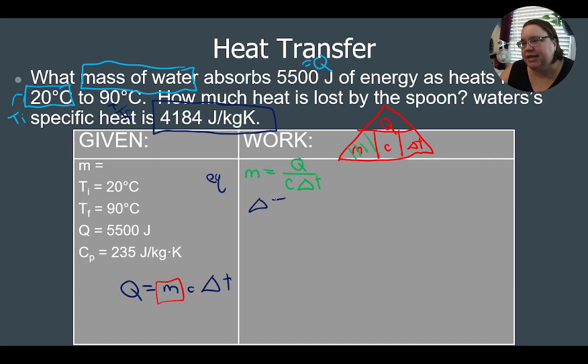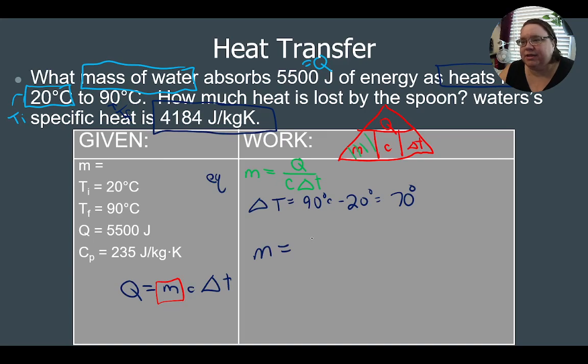So delta T equals T final minus T initial. So 90 degrees minus 20 degrees equals 70 degrees. Well, we heat it up, so it makes sense for me to have a positive change in temperature. Now that I've got my delta T, I can plug this into my equation.